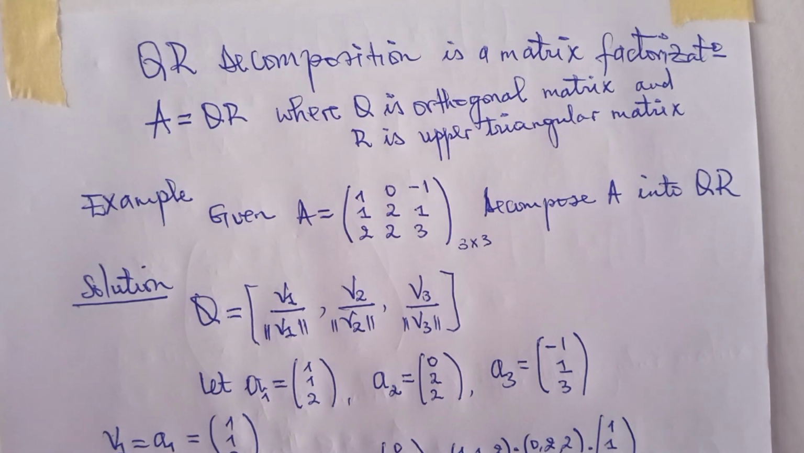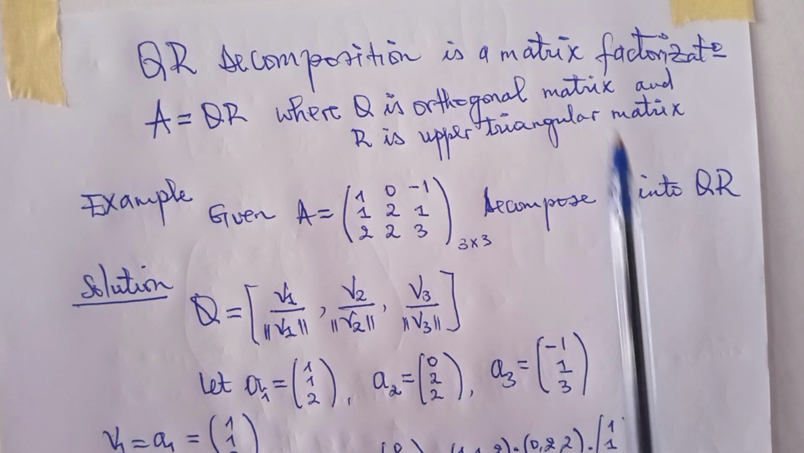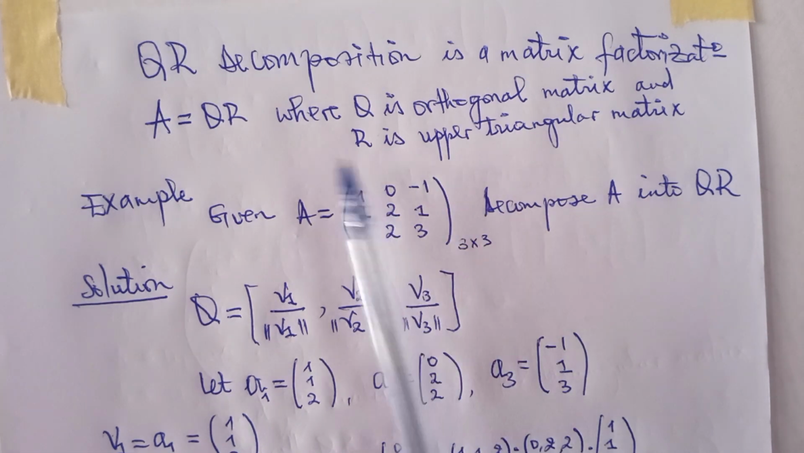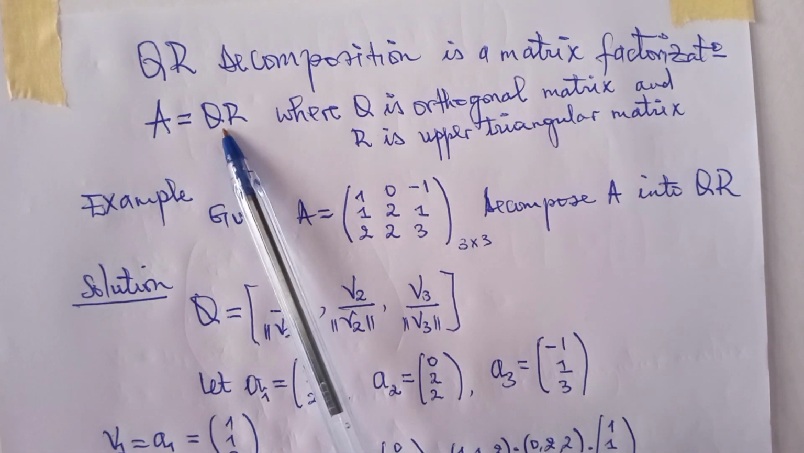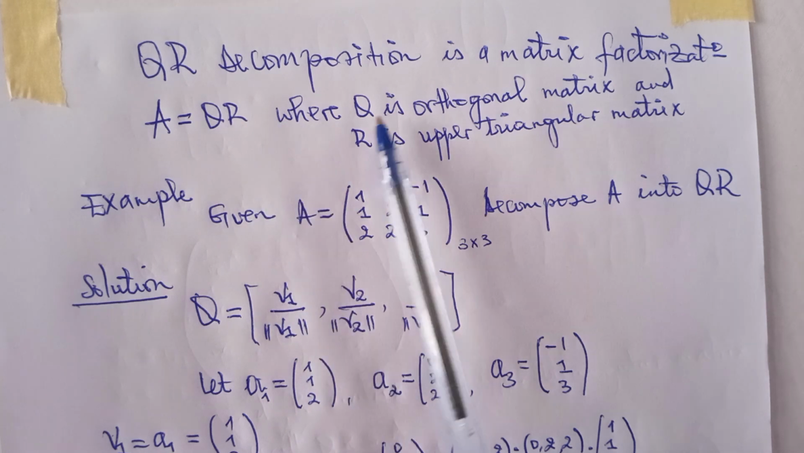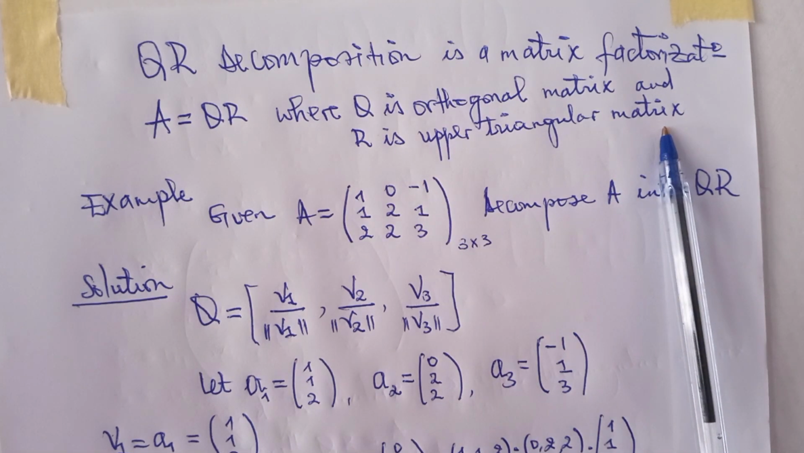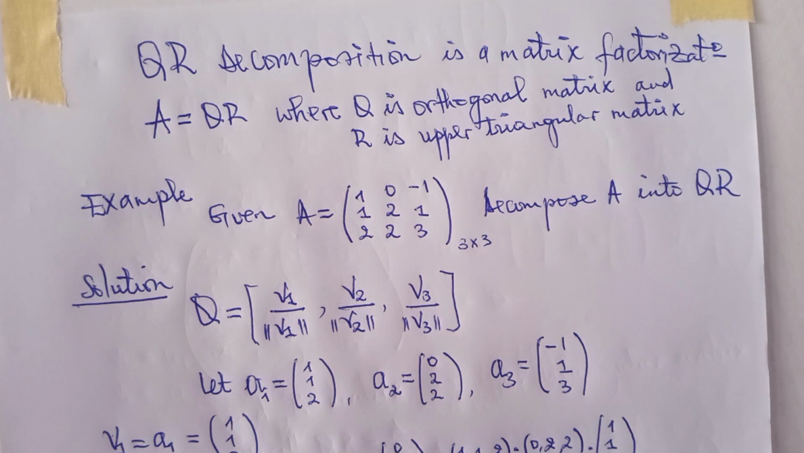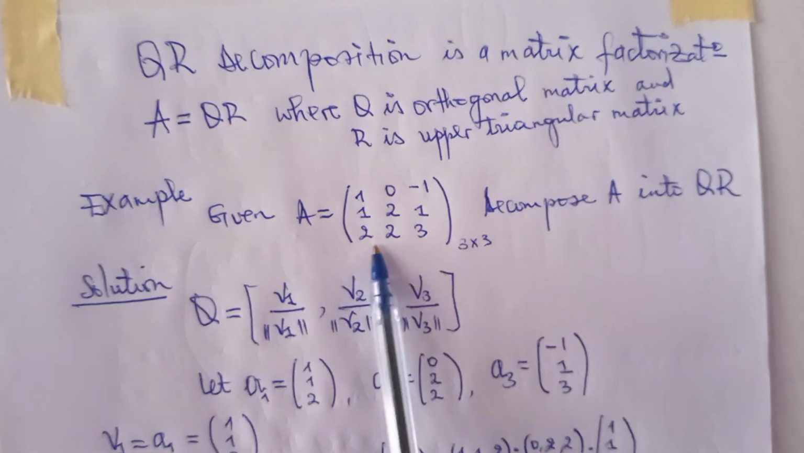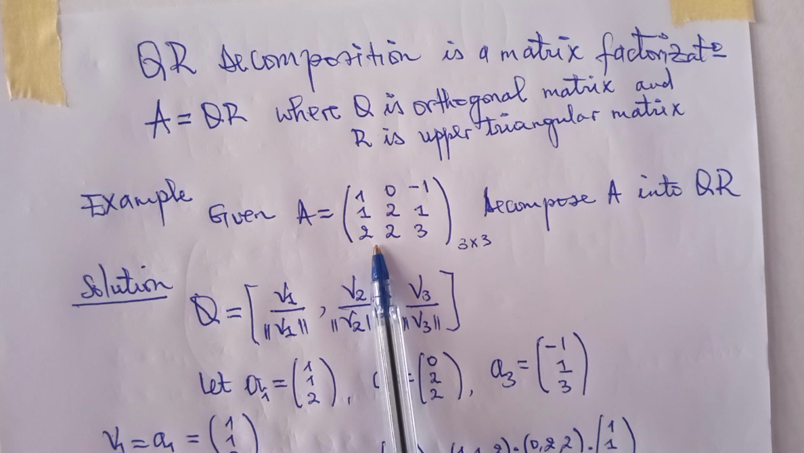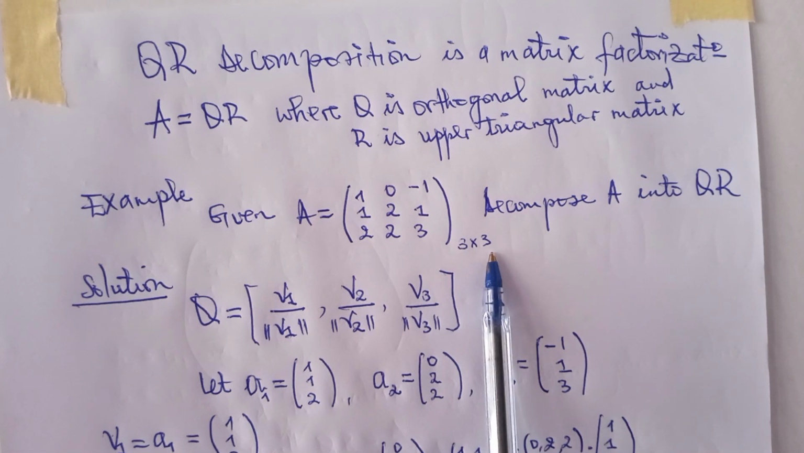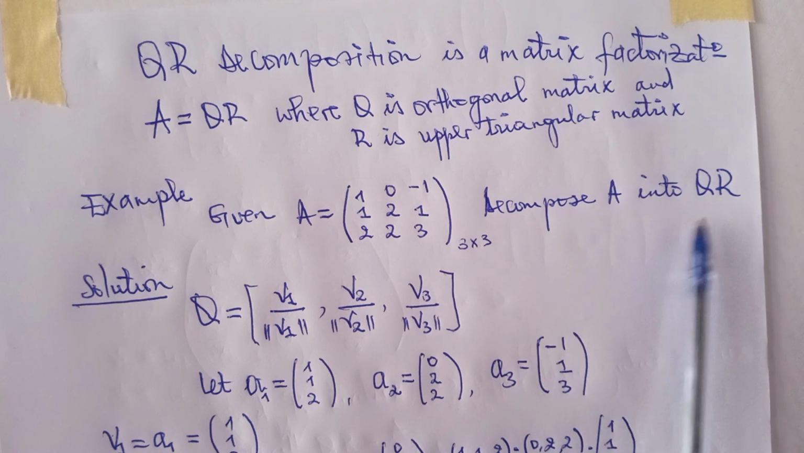Let's study this QR decomposition method, where we use it to factorize a matrix. A matrix A is equal to QR, where Q is an orthogonal basis matrix and R is an upper triangular matrix. Remember, an upper triangular matrix is a matrix where below the leading diagonal is 0. For example, we are given a matrix A with a dimension of 3 times 3. Decompose it into QR.